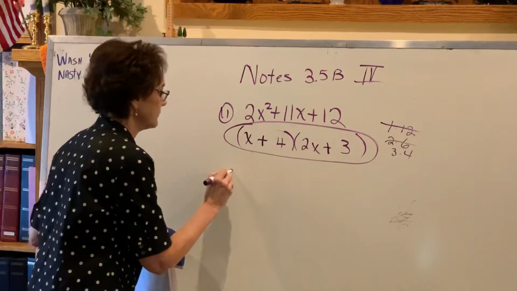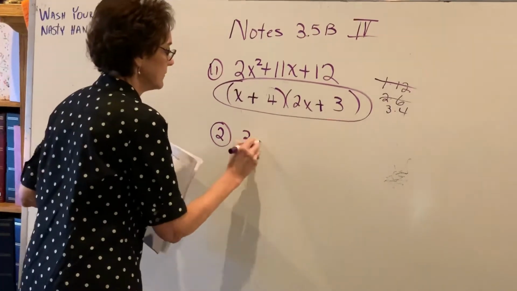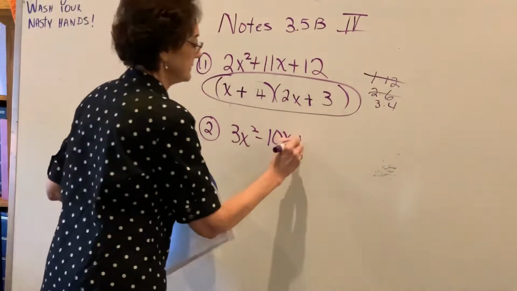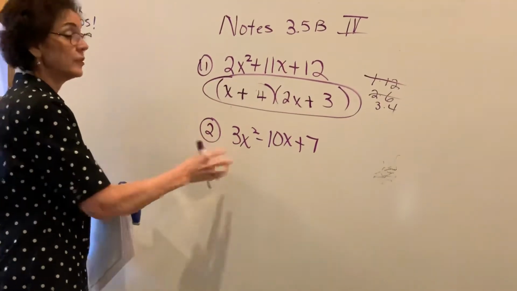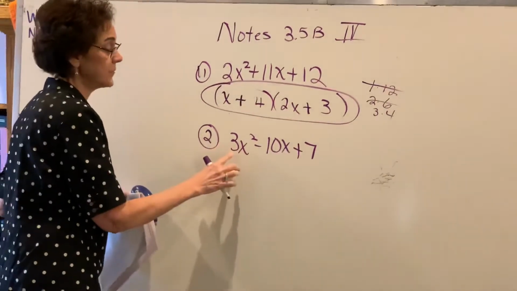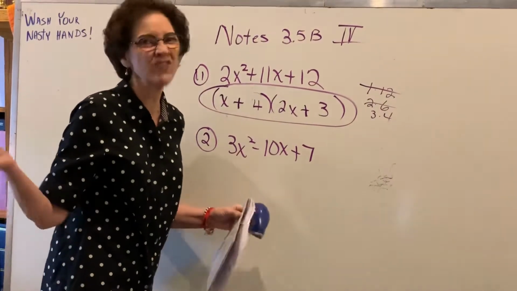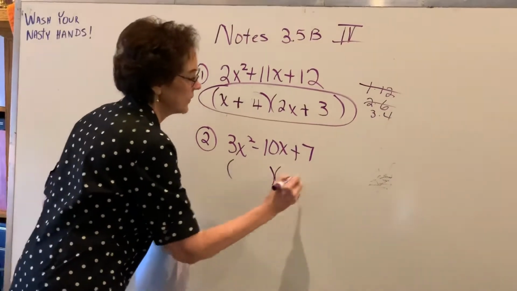Okay, number 2. 3x squared minus 10x plus 7. All right, so again, is there a GCF? Is there something that goes into 3, 10, and 7? Just one, so no GCF other than one. All right, so we're gonna have to do the backwards FOIL.